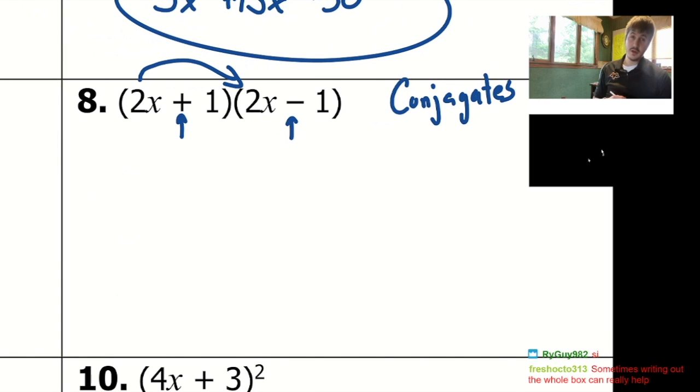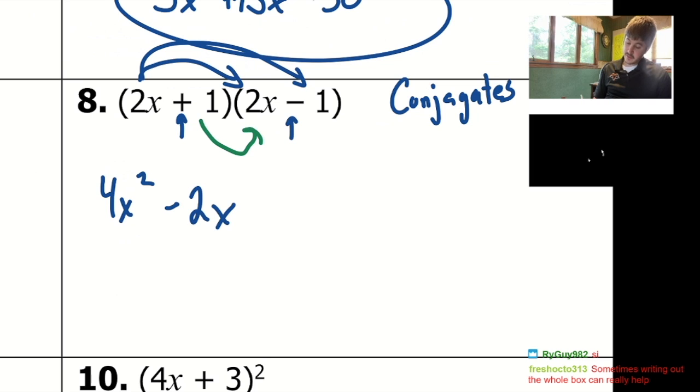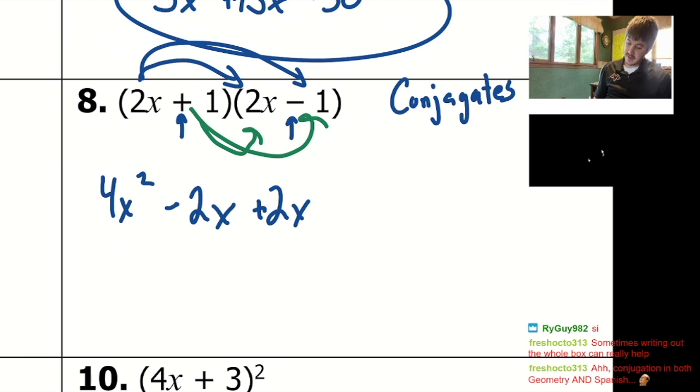We go through the FOIL, you get 2x times 2x, which is 4x squared. The outer, which is 2x times negative 1, so it's minus 2x. But then the inner is 1x times positive 2x. So you're left with plus 2x. And then the last term is positive 1 times negative 1.